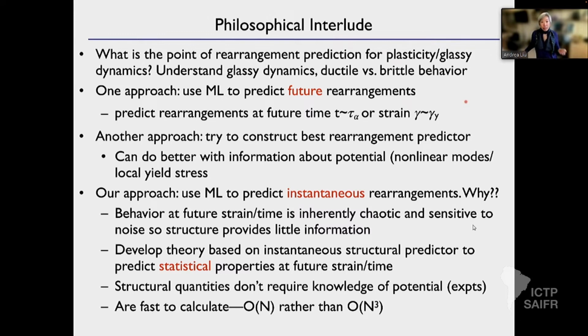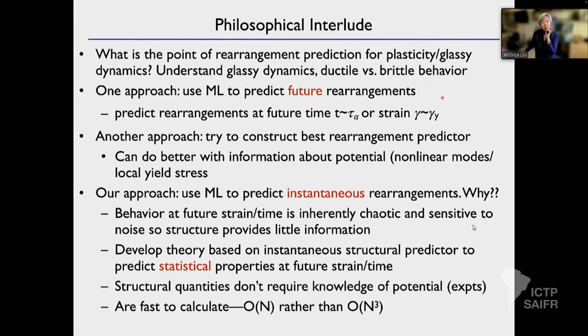Before I do that, let me just take a moment to have this philosophical interlude. What we're going to do is use machine learning to predict rearrangements, because after all, what machine learning is good at is prediction and classification. And that's basically how we're going to be using it. But then what's the point of predicting it? As I say, it is to understand the glassy dynamics or what controls ductile versus brittle behavior.